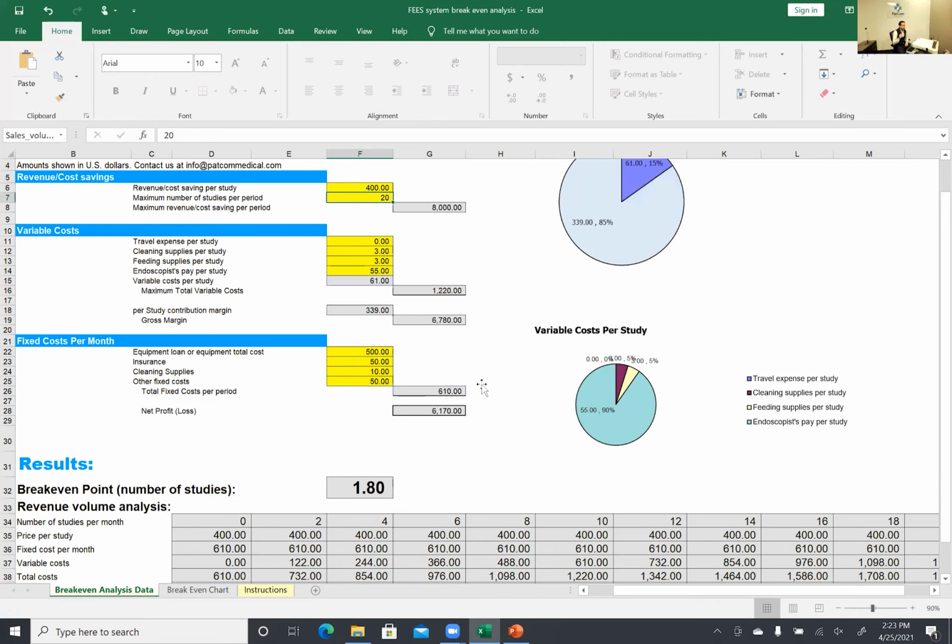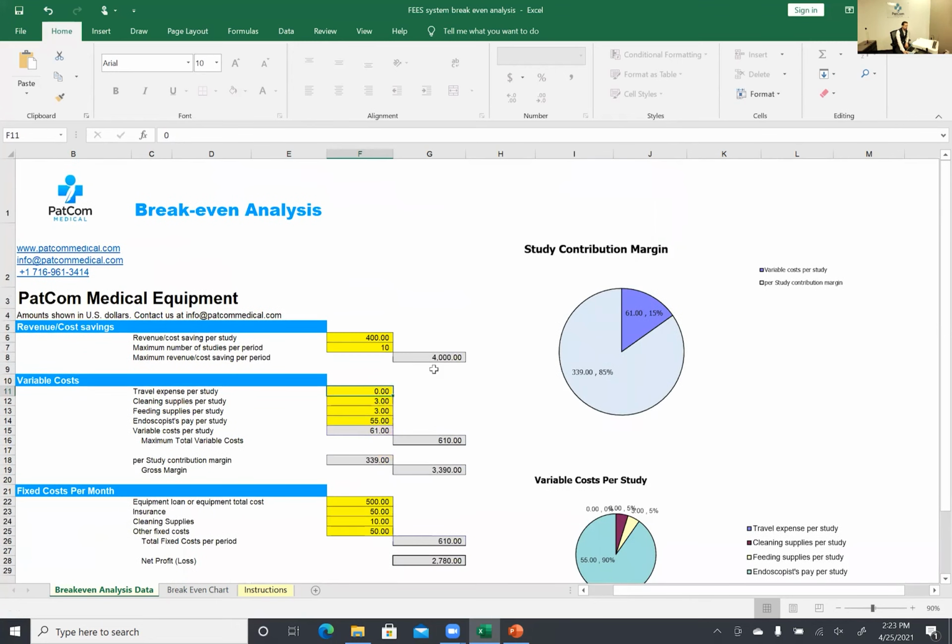Maximum number per period. How many can you do? You're a mobile fees provider and you're just starting out. So, let's say the maximum is 10. In the beginning, it might be even a little bit less than that. But let's say maximum of 10 studies, because maybe you also just want to do this part-time, right? As you can see here, what's my maximum revenue per month? $4,000 is what I can make with this.